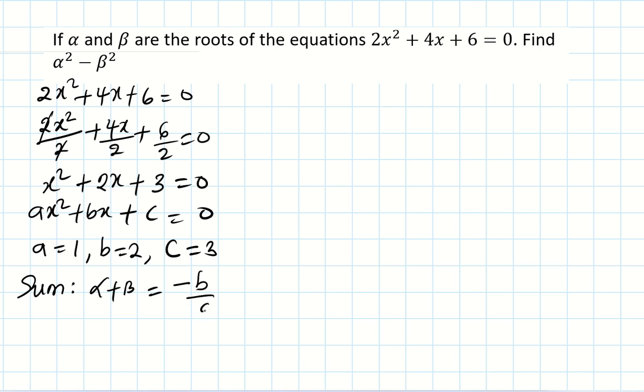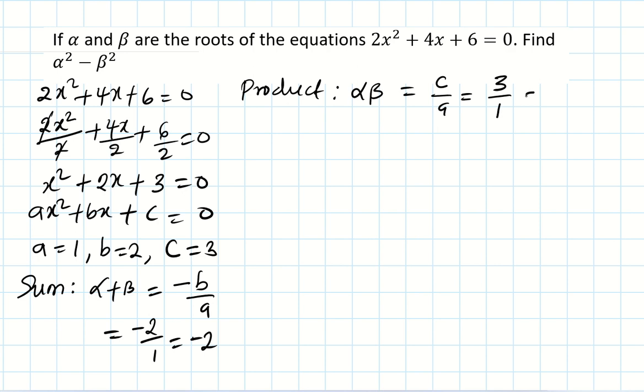Minus b over a. And what is our b? Which is 2. So minus 2 divided by 1, which gives us minus 2. And what's our product? Our product, which is alpha beta, is equal to c over a. And what's our c? It is 3 divided by 1, which is equal to 3. So we have the sum and the product of the roots of the equation.